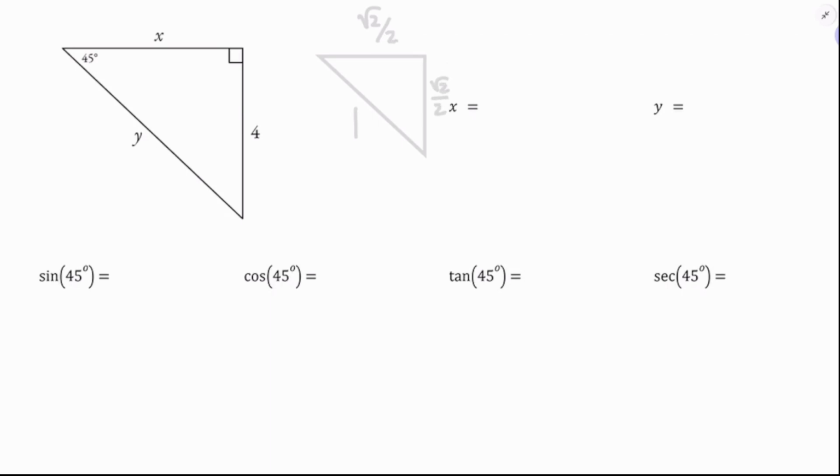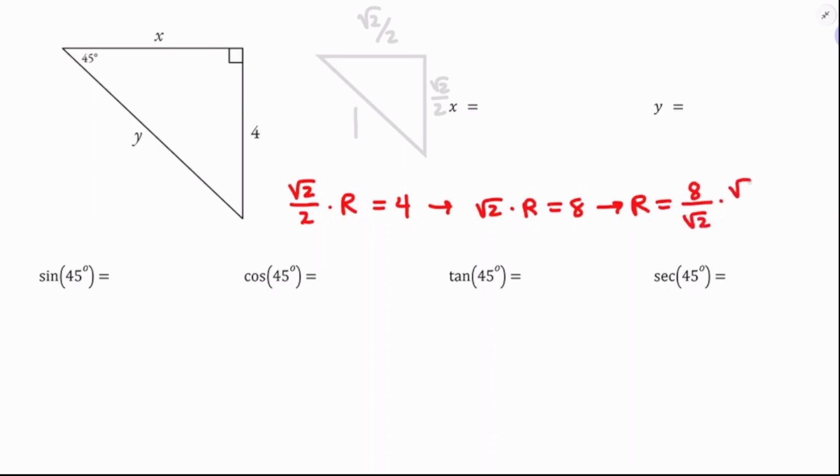Okay, and so now I ask myself, what did I just multiply root 2 over 2 by, let's call it some number r, to get 4. And then I'm going to solve for r by multiplying both sides by 2. So the square root of 2 times r is going to be 8, and that means r equals 8 over the square root of 2. I will rationalize the denominator, and I'm going to get 8 root 2 over 2, and that's 4 root 2.